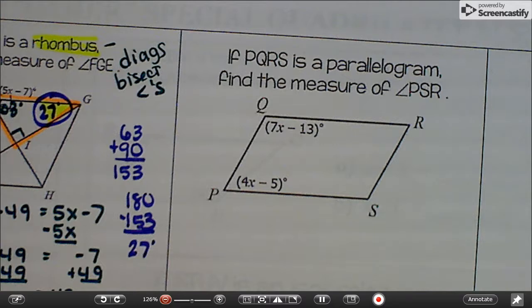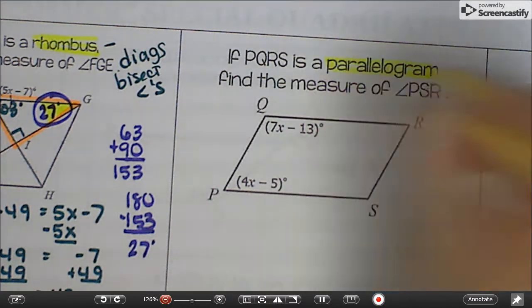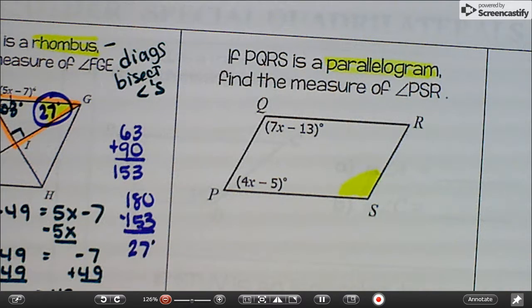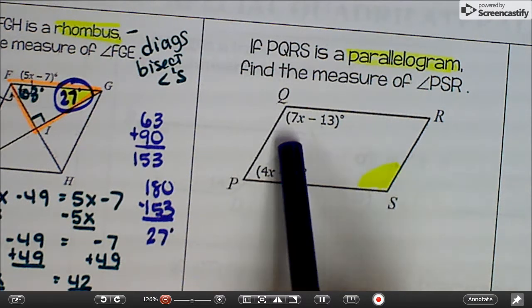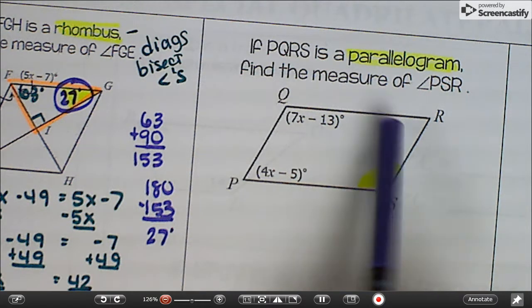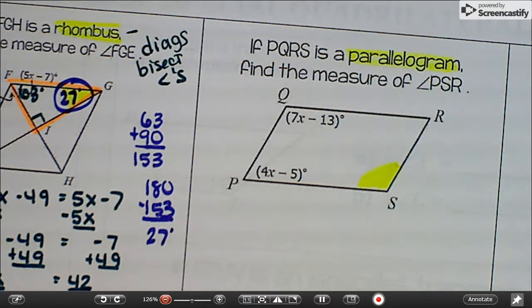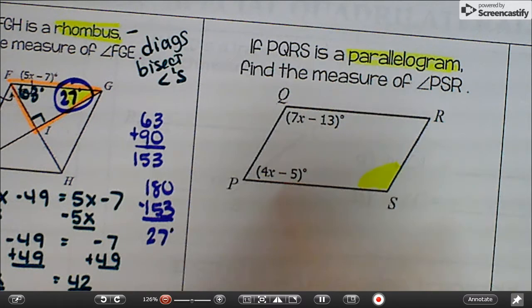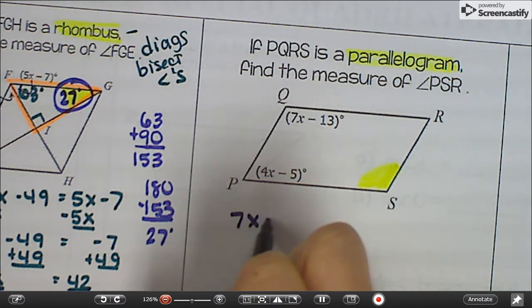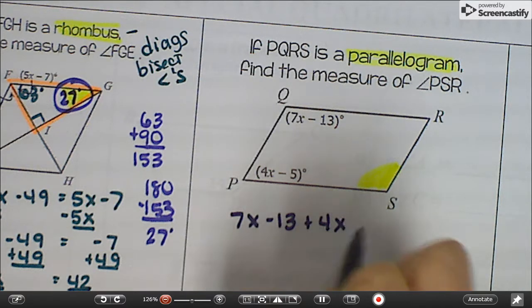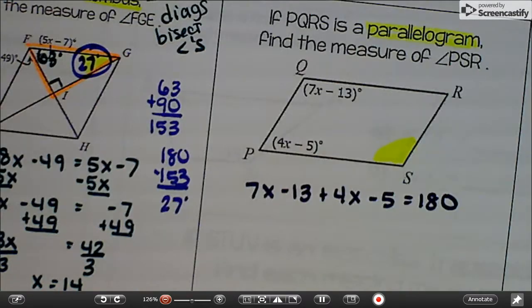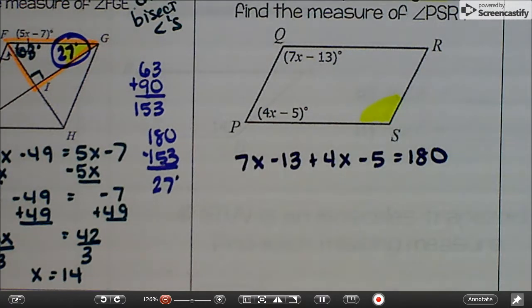This one is a parallelogram, and we want the measure of angle PSR. So this is the angle we're looking for. In a parallelogram, the things we know about the angles are that opposite angles are congruent to each other, and that consecutive angles, or angles in a row, are supplementary. This is an example of consecutive angles, and supplementary means that they add up to 180. So we're going to add them up and set them equal to 180. Go ahead and press pause and solve that, and make sure you can solve equations well.